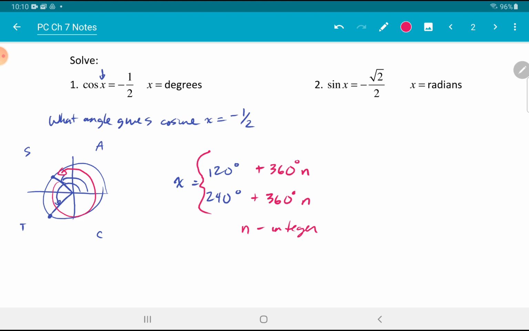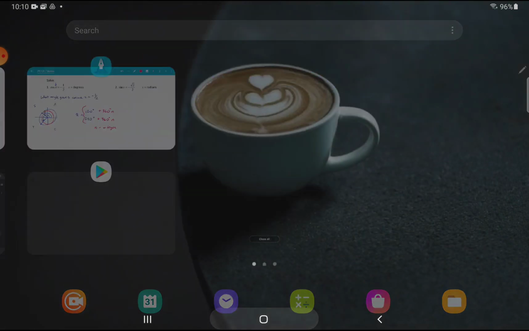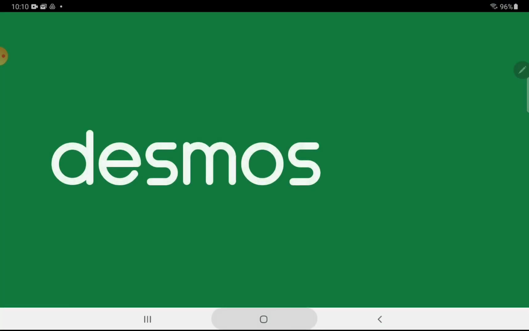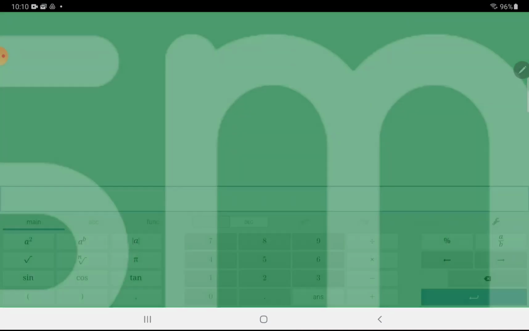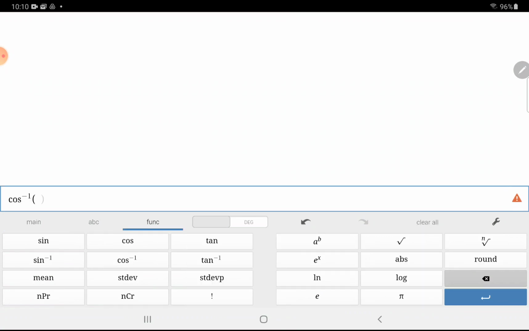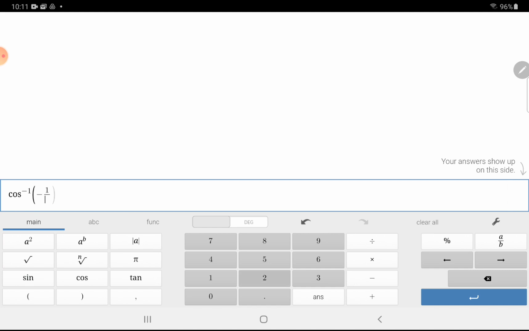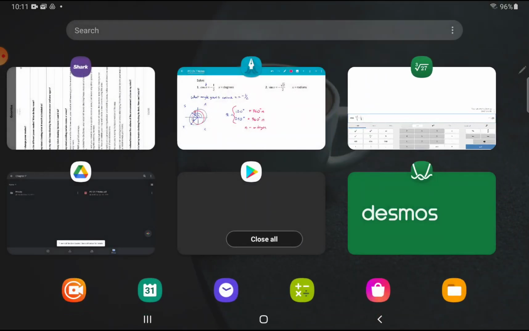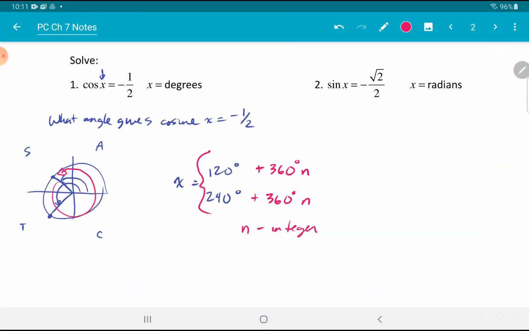Now if you were to actually do this in your calculator, let's go ahead and take a look at that. Oops, wrong Desmos. In our calculator, I'm going to go ahead and do the inverse cosine of negative half. That's what we had, negative half. There we go. And look, we get that value of 120 degrees. And that's it. We ended up not getting the two answers that we had found before. If you recall, we had 120 degrees and 240 degrees.